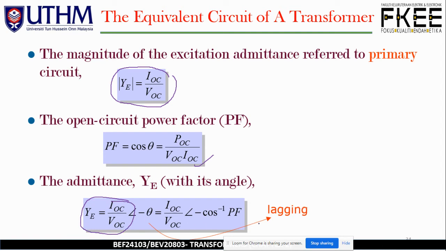Minus theta, due to the lagging, where the angle of current, okay, always lags the angle of voltage. Okay. So this is the reason why we have a negative theta, the arccos of the power factor. Okay. And again, we use this YE in order to obtain the values of RC and XM that occur in core loss.